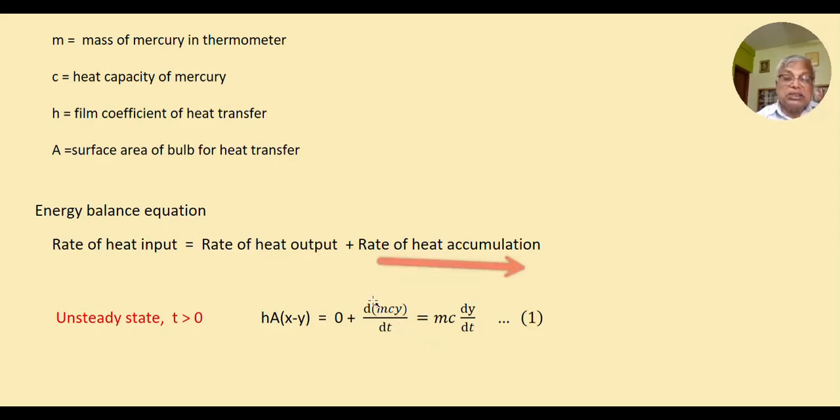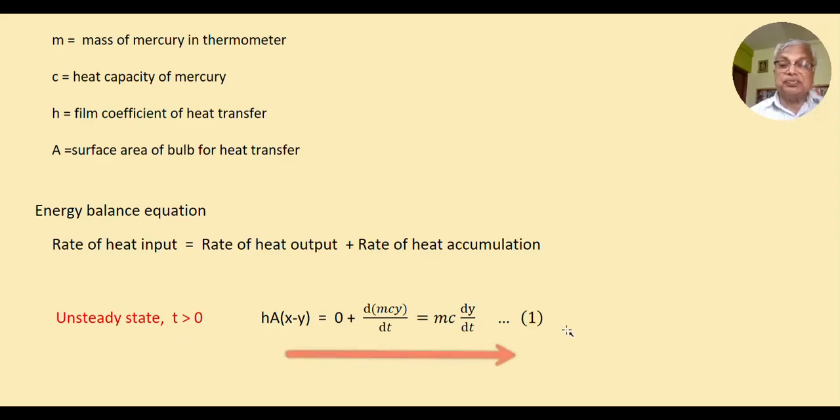Well, M and C are constant, so I take mC out. So this is equal to mC dy/dt. This is the energy balance equation at unsteady state. Unsteady state means after a disturbance is given, that is t greater than 0, when the bath temperature is varying with respect to time. So this is the heat balance equation at unsteady state.